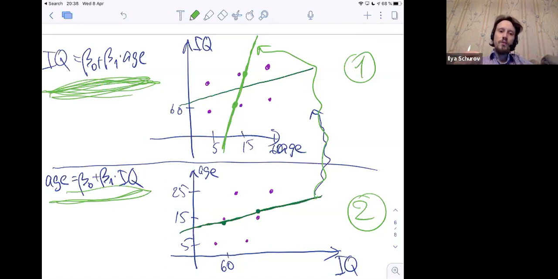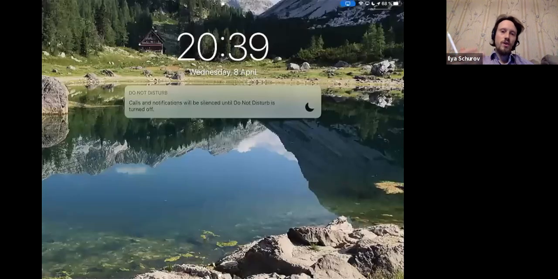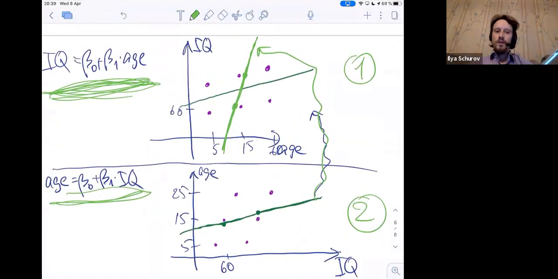And so when you plan your research, you have to specify which variables will be your dependent variables and which will be your independent variables. And you have to justify your choice in some way. You have to answer why you think the relation goes this way, but not the inverse way. Otherwise, you just get some numbers, but they will not be interpretable. So this is an important philosophical issue.